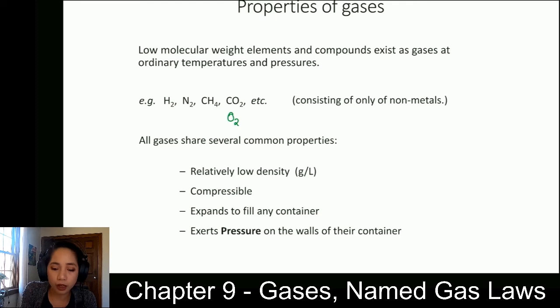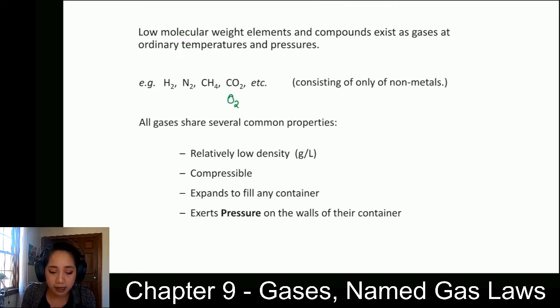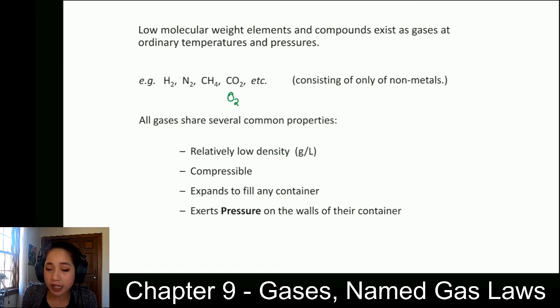And so a common theme here that you see is that all of these gases consist of non-metals only, and they all have low molecular weights. And that lends themselves to have gaseous states at standard temperature and pressure, or at room temperature on Earth at 1 atmosphere of pressure. So all of these gases have common properties and reasons that they are gases. They all have relatively low densities.